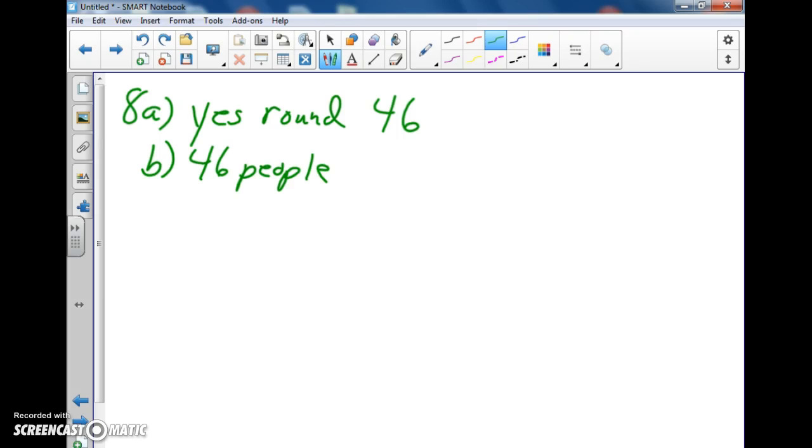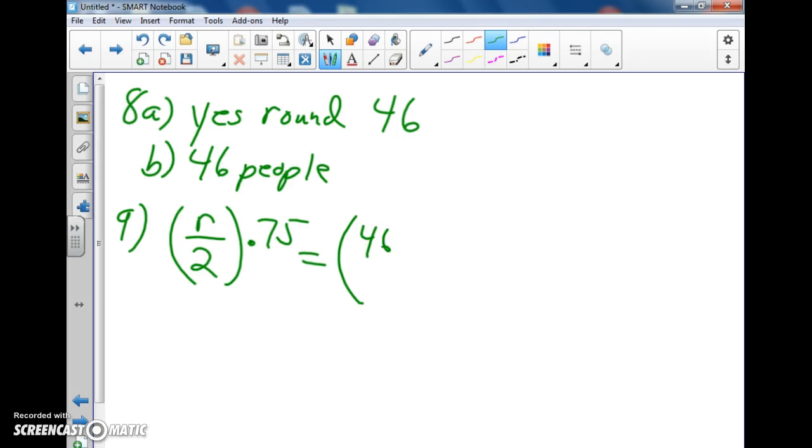Now let's go to number 9. Number 9 says, use the expression you wrote in item 2 to determine how long it will take the number of riders from item 8b to go through slide 1. Here's the equation we wrote from item 2: r over 2 times 0.75. This is how we figure out how many minutes it takes. How much is r? 46. So that's 46 divided by 2 times 0.75.